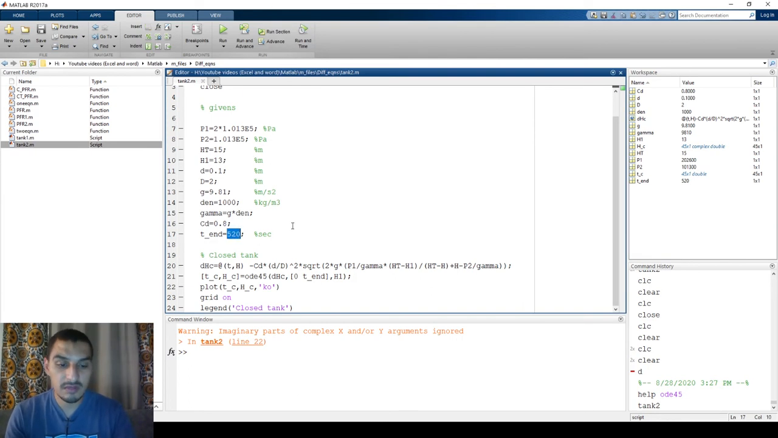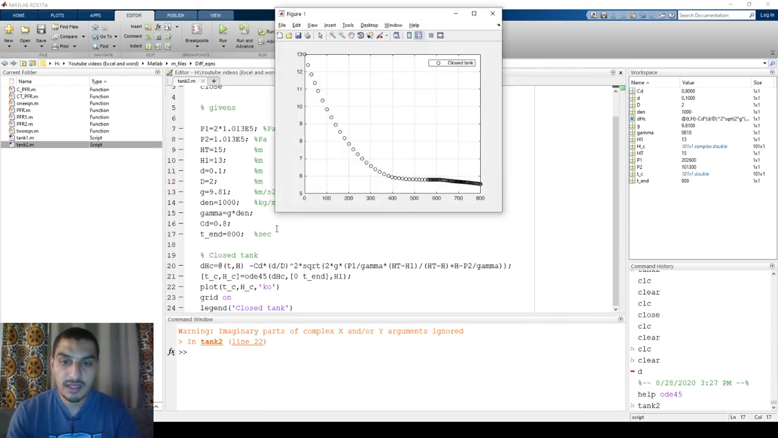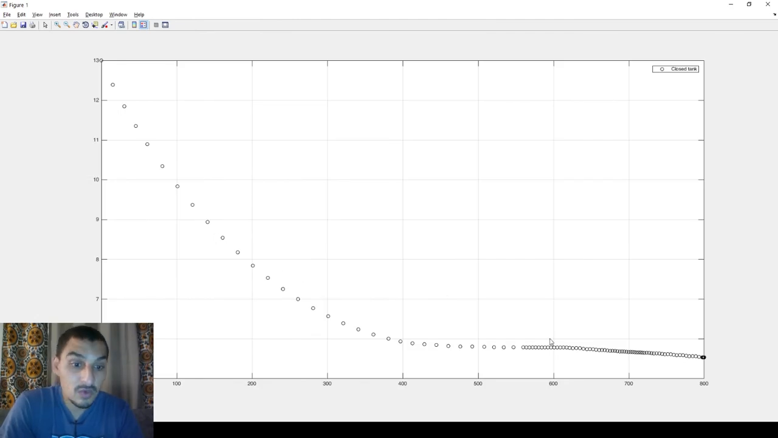So I'm going to make it 800 instead of 520, and I'm running the file now, and you would be confused and surprised to see that this is going down. After 600 or so, the height is decreasing, and this doesn't make any sense, it's not logical, and it's not right to see something like this.